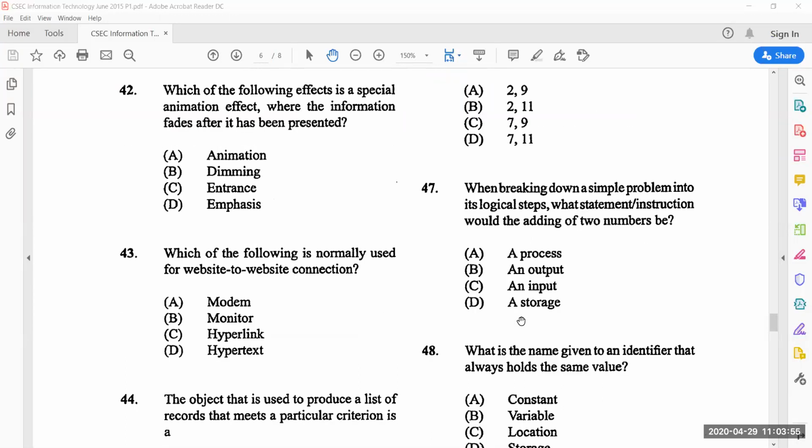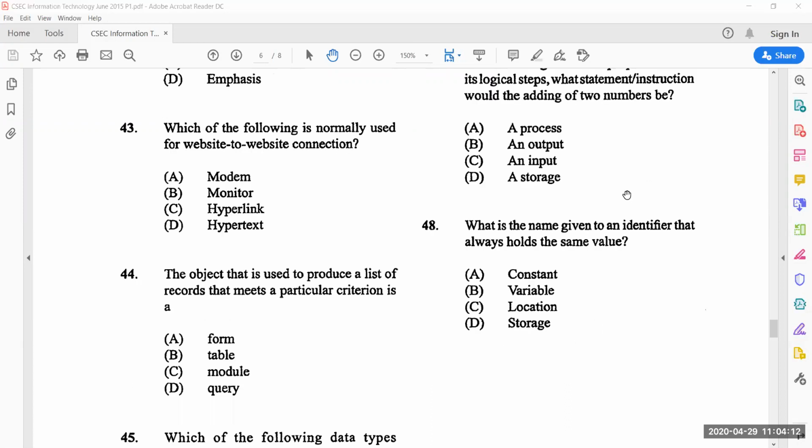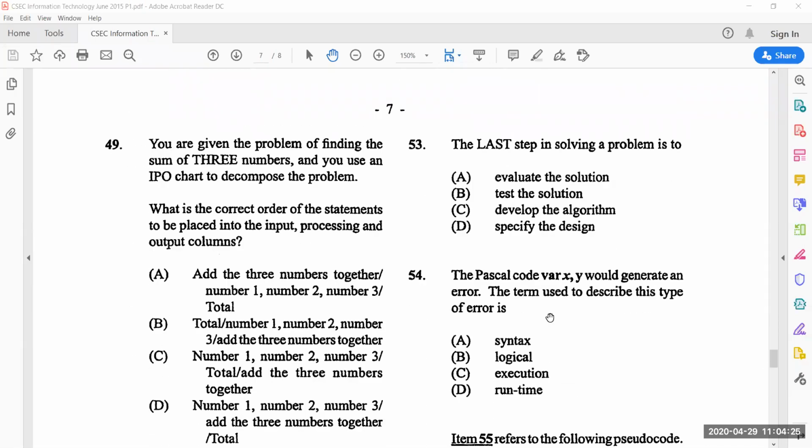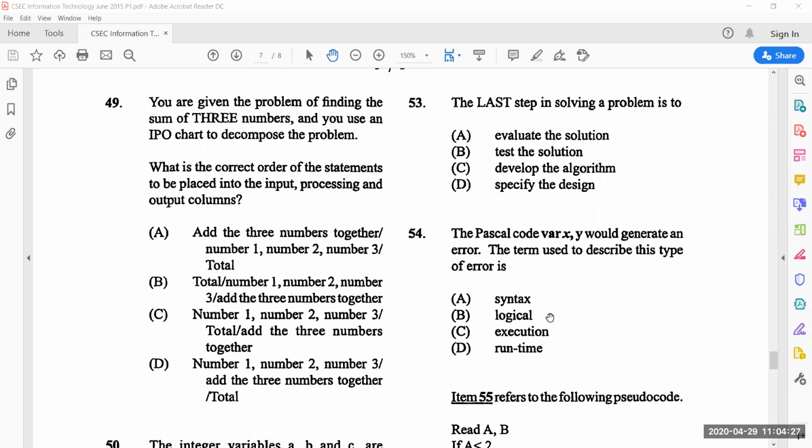47. When breaking down a simple problem into logical steps, what statement or instruction would the adding of two numbers be? Yes, a process, right? So 47 is A, a process. What is the name given to the identifier that always holds the same value? A constant. A constant will hold a value and it will never change during the execution of a program. Okay, let's move on to 49.